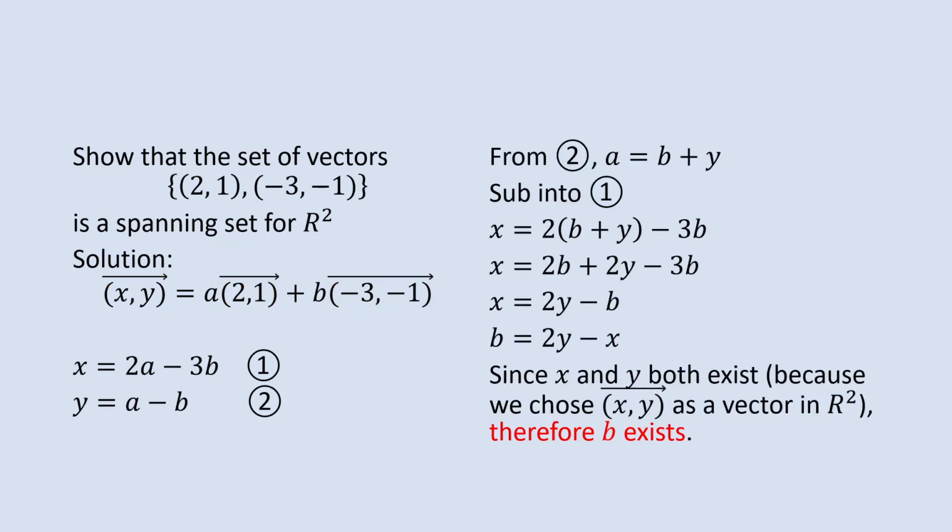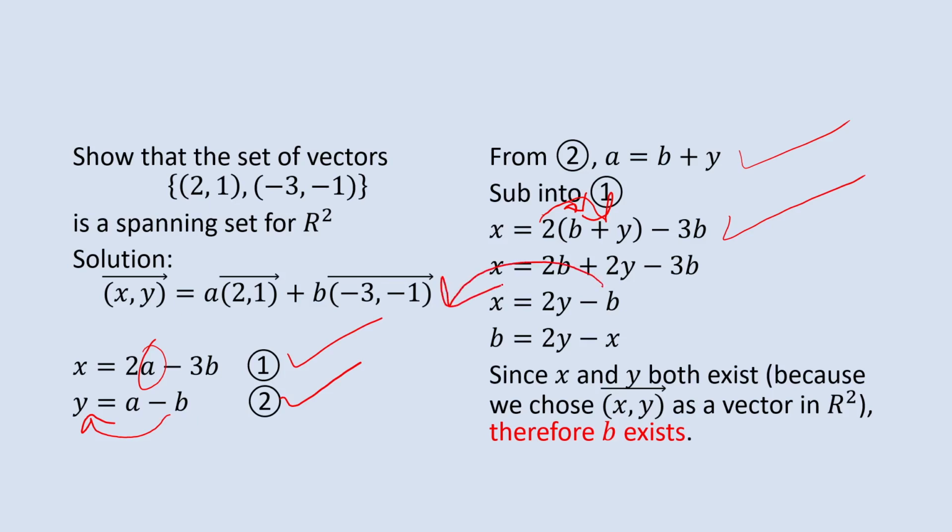Now from equation 2, we're going to rearrange a little bit, bring b to the other side. We'll say a is equal to b plus y. And then we'll take that expression for a and plug it into equation 1. And when we do that, after distributing the 2, we'll get that x is equal to 2b plus 2y minus 3b. In other words, x is 2y minus b.